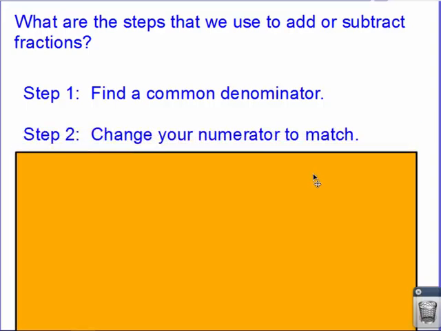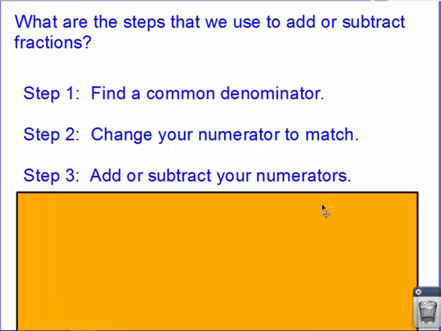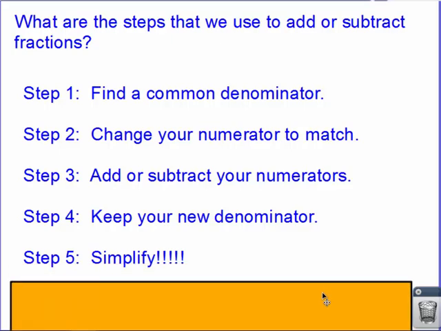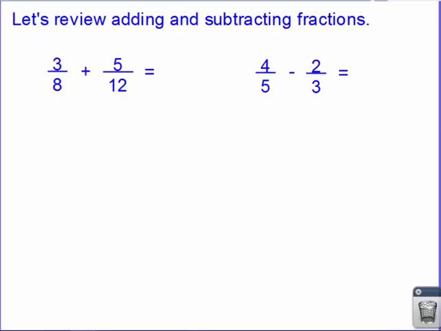Second thing is change your numerator to match. Whatever you did to your bottom number, you must do the same thing to the top number. Then you have to add or subtract your numerators, or your top numbers. Keep your new denominator. And then last but not least, you need to simplify. So let's see if we can try that real fast.